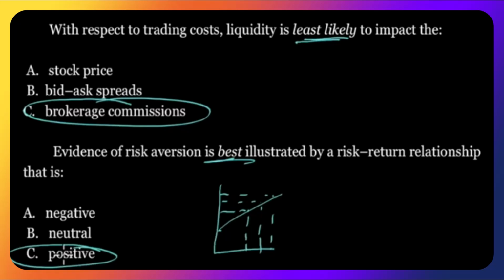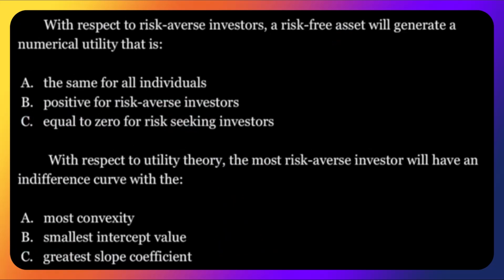C, positive relationship. With respect to risk-averse investors, a risk-free asset will generate a numerical utility that is the same for all individuals, positive for risk-averse investors, or equal to 0 for risk-seeking investors. Remember, utility is equal to the expected return minus 1/2 A times the variance. The variance of the returns on the risk-free asset will be 0, which means this whole term goes to 0, so the utility will be the expected return on the asset.